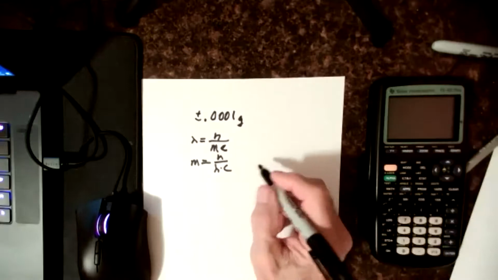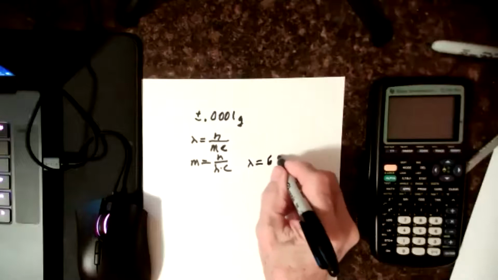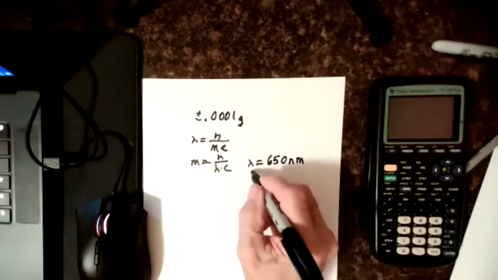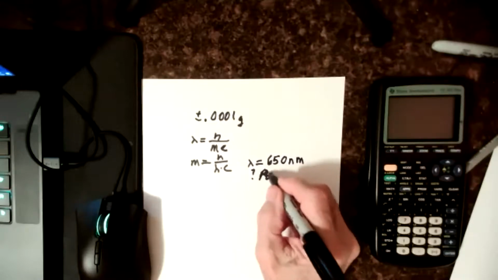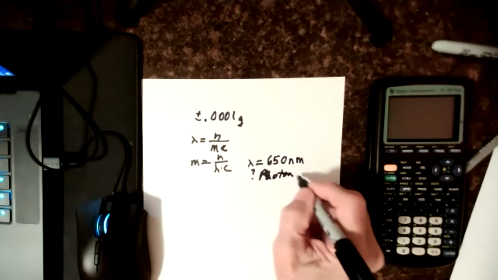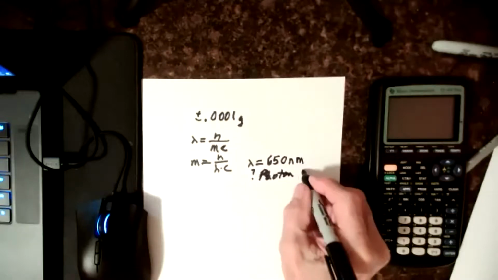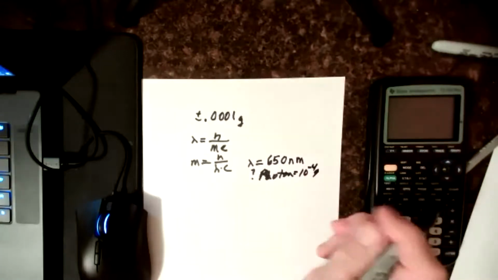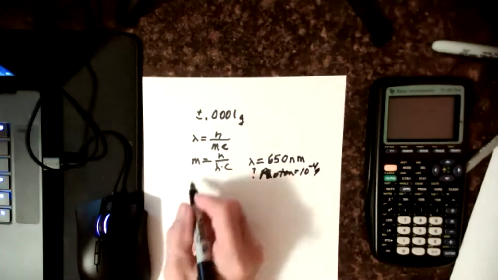I don't remember the problem, but let's suppose the wavelength of the light was 650 nanometers. And I want to know how many photons, or maybe moles of photons, this many grams would correspond to. So how many photons has 10 to the negative 4 for its mass? All right, let's put the numbers in.